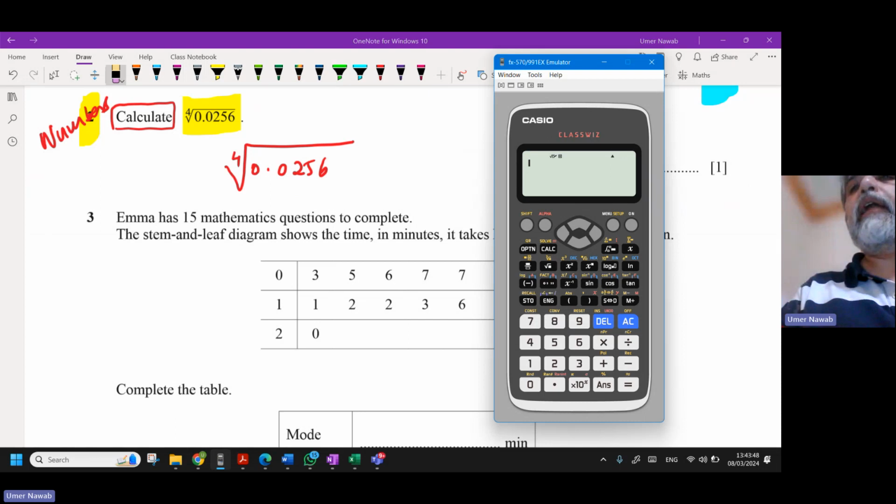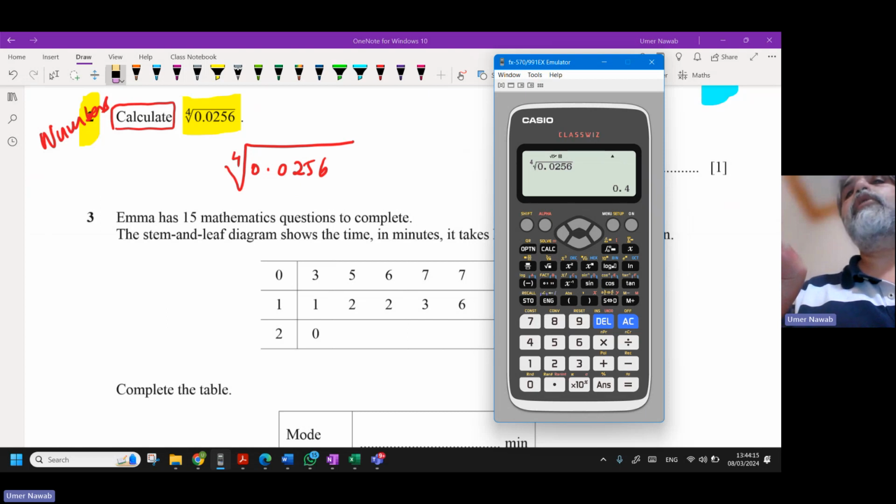Now I'm going to open my calculator. Oh, calculator is on the screen. How to write the root? You can go to the calculator, press shift, and press the square root sign. Guys, it's a cube root. No, I don't want cube root. Shift a power. Now you can write here 4. This is the fourth root of what? 0.0256. And I got my answer as 0.4.